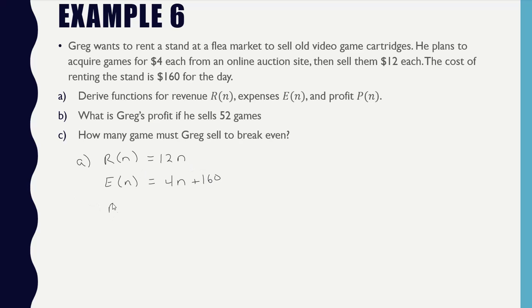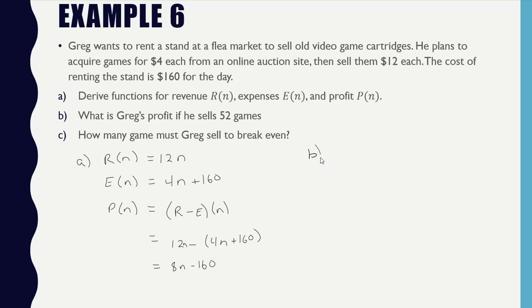Now to find out what my profit is then, I'm going to take my revenue and subtract my expenses, and that's all related to n. So R minus E of n. And we want to figure out what that equation actually is. So we'll take our revenue, 12n, and subtract 4n plus 160. So then we end up with 8n minus 160. Again, that minus there applies to both of these.